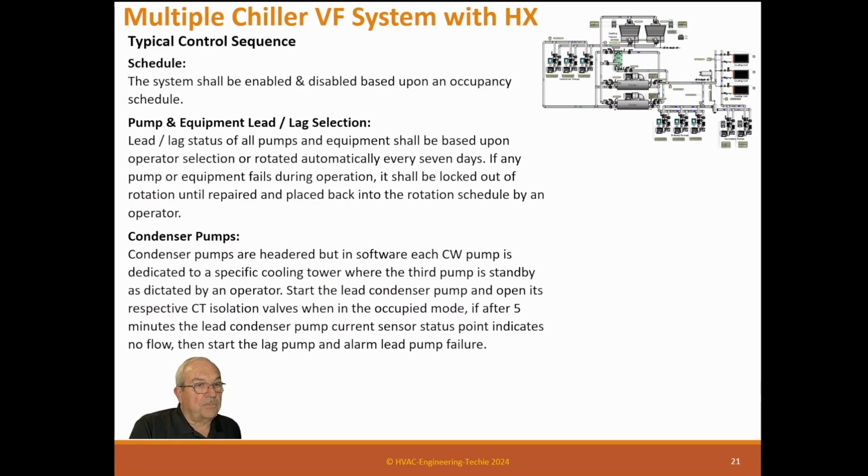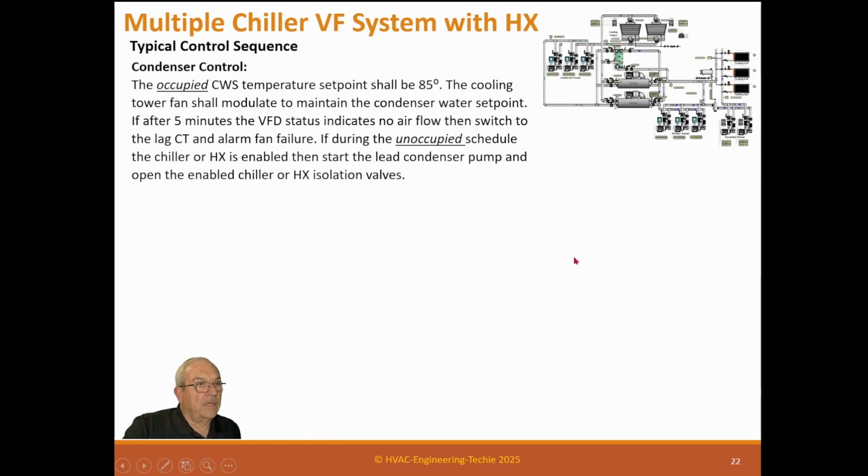Start the lead condenser pump and open its respective cooling tower isolation valves when in the occupied mode. If after 5 minutes the lead condenser pump current sensor status point indicates no flow, then start the lag pump and alarm lead pump failure. Condenser control. The occupied condenser water supply temperature set point should be 85 degrees. The cooling tower shall be modulated to maintain the condenser water set point. After 5 minutes, if the VFD status indicates no flow, then switch to the lag cooling tower and alarm fan failure.